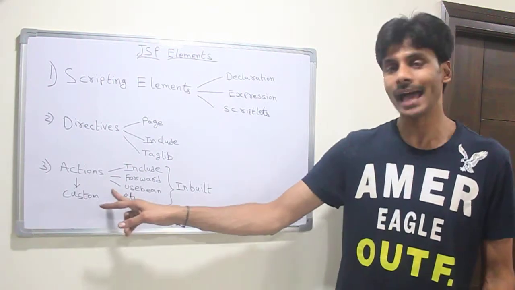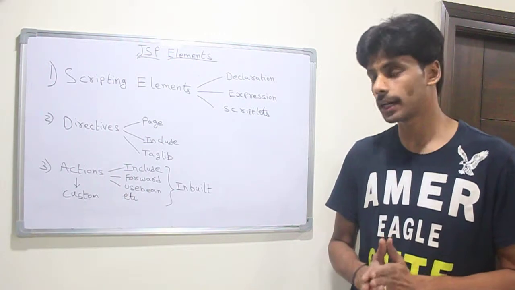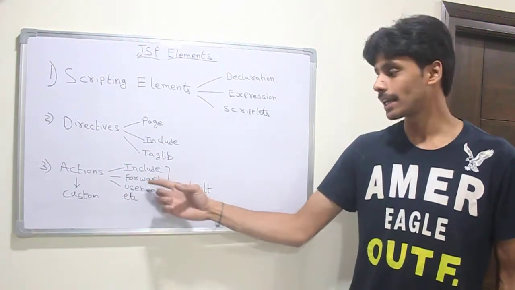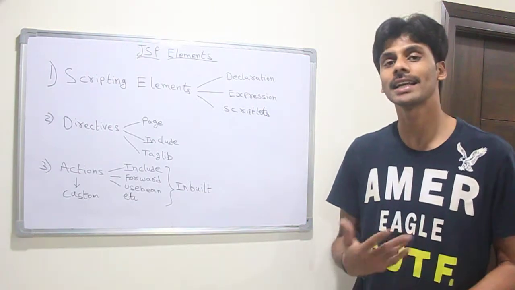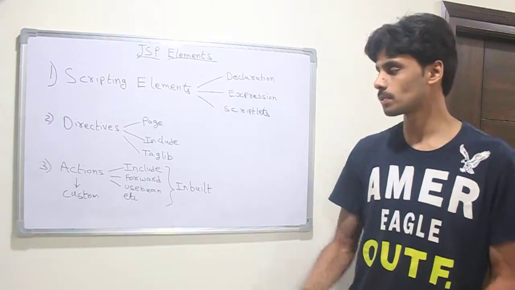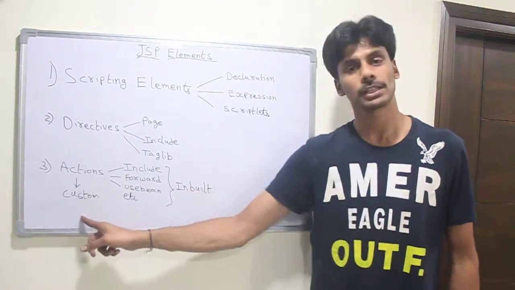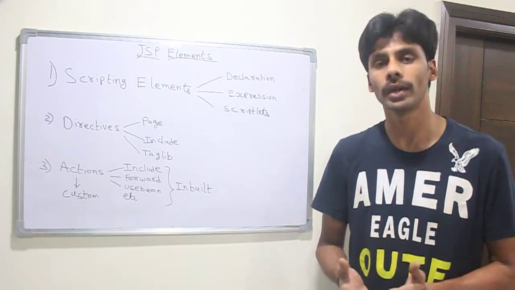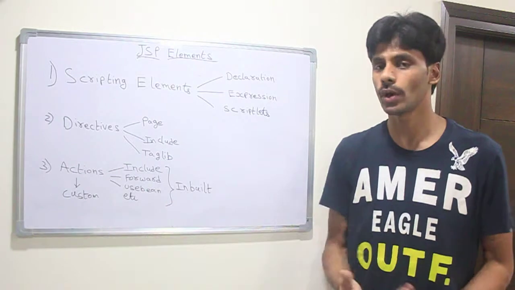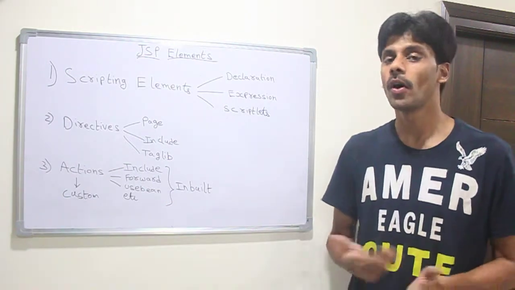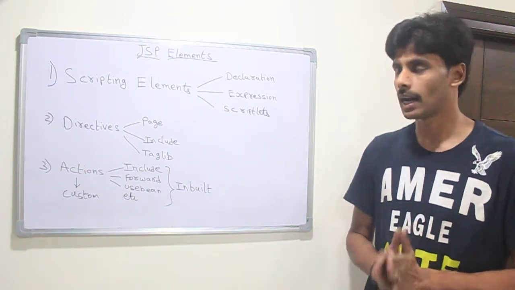The last element, actions, are runtime instructions for a container, the JSP container. Here are some actions like include, forward, use bean. There are several other inbuilt actions which the container comes with. Tomcat, WebLogic, WebSphere, they all come with these inbuilt actions. Or we have custom actions where we define our own tags. Actions are nothing but tags, so we can define our own custom tags following the JSP standard or use the tags available in JSTL, Java Standard Tag Library.